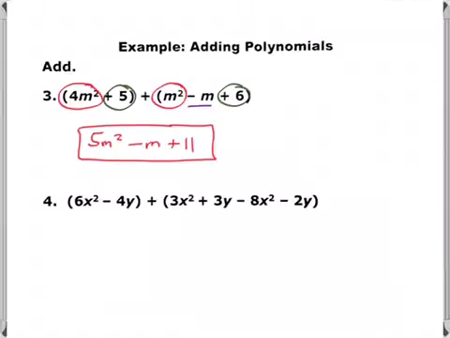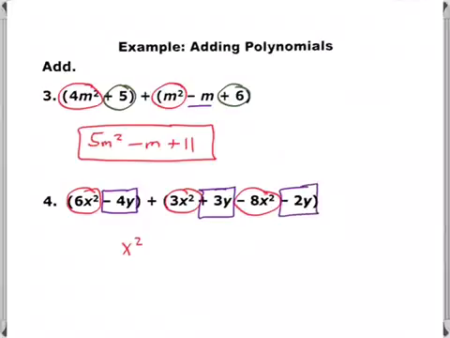Example 4, very similar. 6x squared minus 4y plus 3x squared plus 3y minus 8x squared minus 2y. So here I've got 6x squared, 3x squared, and negative 8x squared. I'll combine like terms. 6 and 3 is 9, minus 8 is 1, so I've got x squared. I've got negative 4y, and I've got 3y, and I've got minus 2y. Negative 4, positive 3 is a negative 1, minus 2 is negative 3y. So I've got x squared minus 3y as my final answer.